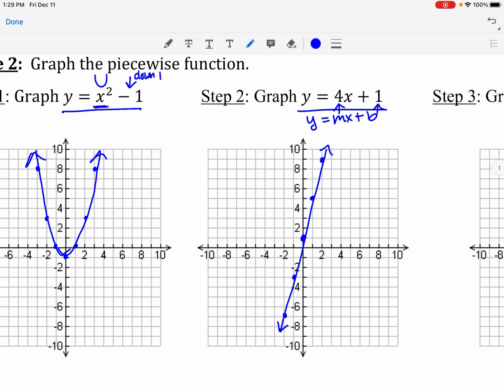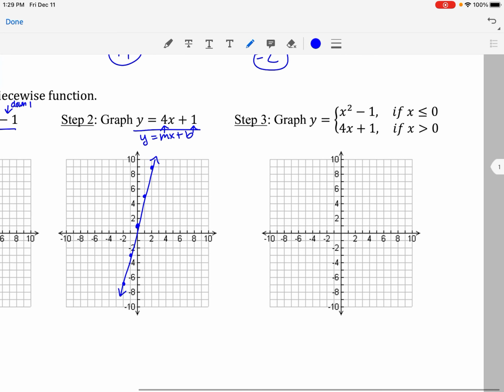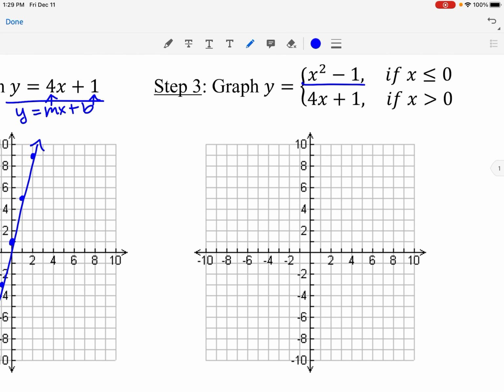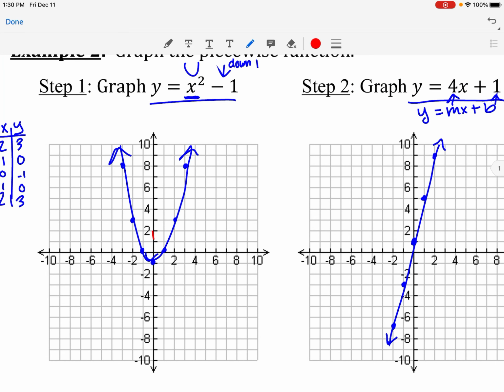Okay, so now we have these two graphs. But now to put together our piecewise function, we're going to be taking pieces of each of these graphs and putting it into one function. So we are going to take a piece of this first equation, which I graphed at the beginning, but I only want the piece where x is less than or equal to 0. So we got to look at our x values here. So looking at x values, I only want when x is less than or equal to 0. So this is kind of my boundary right here. And I only want this half of the graph, because look at my x values down here. That's where x is less than or equal to 0.